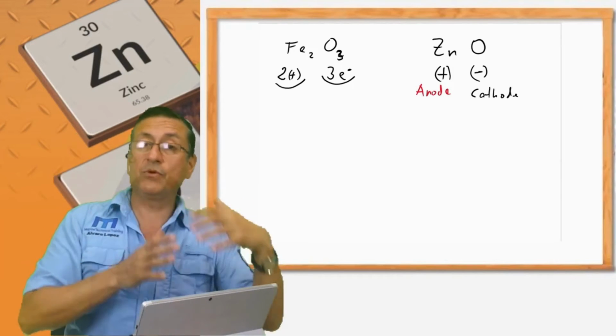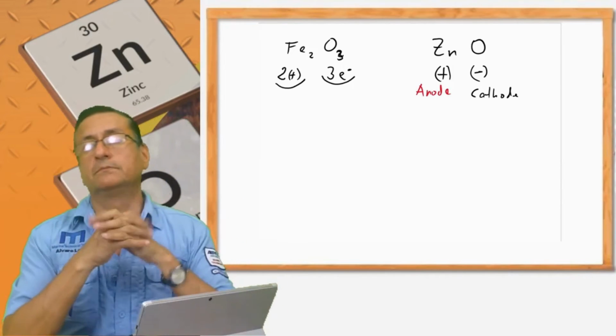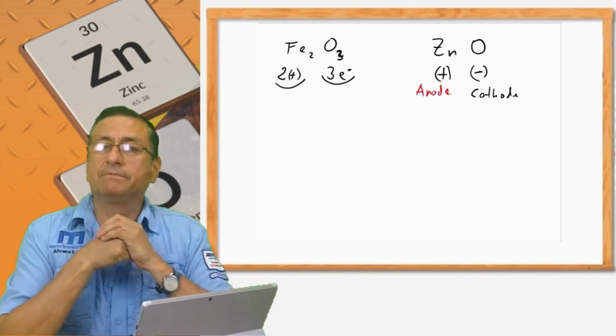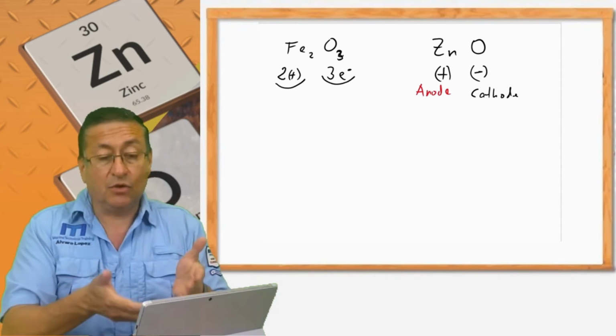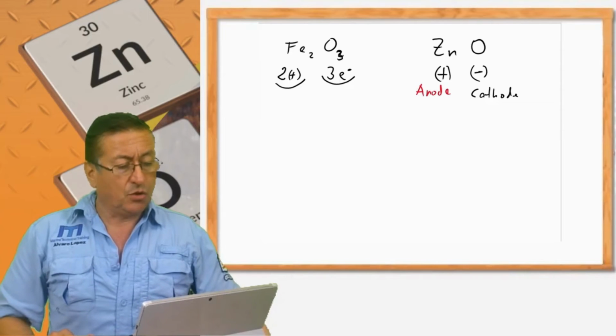However, the pure metal is a perfect conductor. Right? Don't forget, this is very important. And those are the ions.